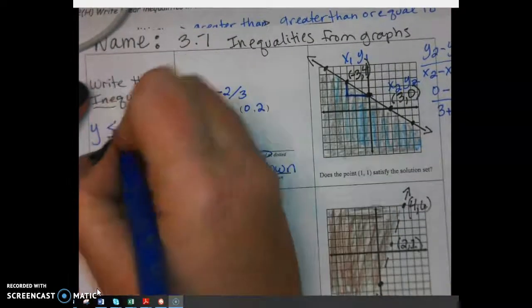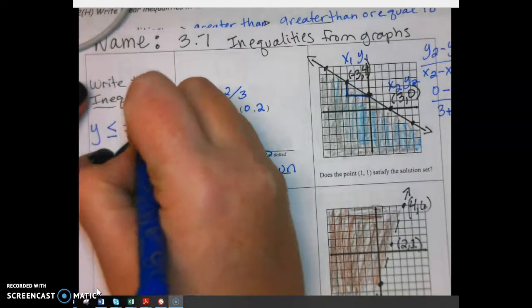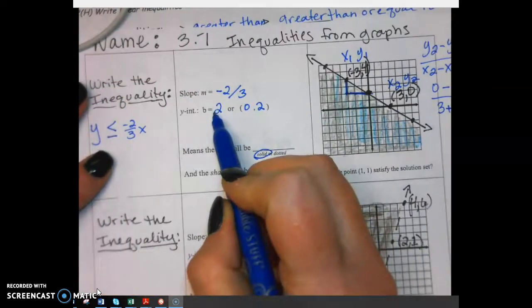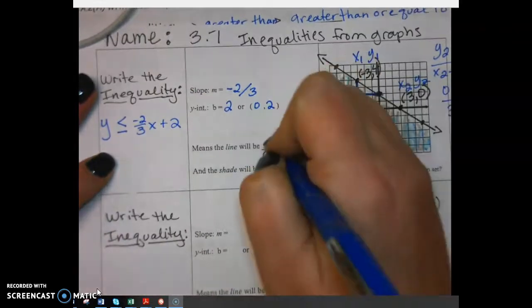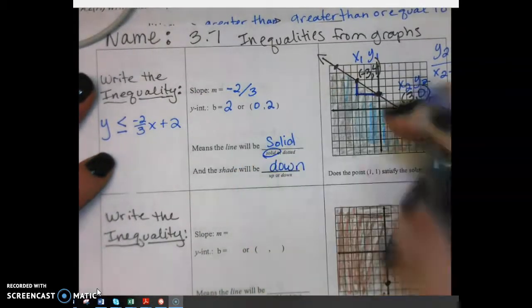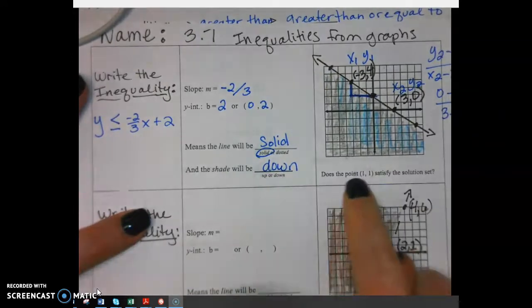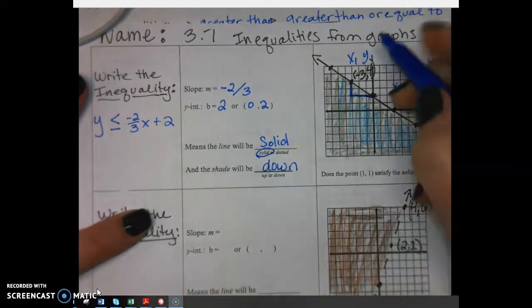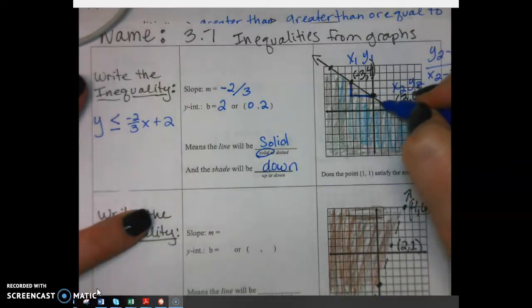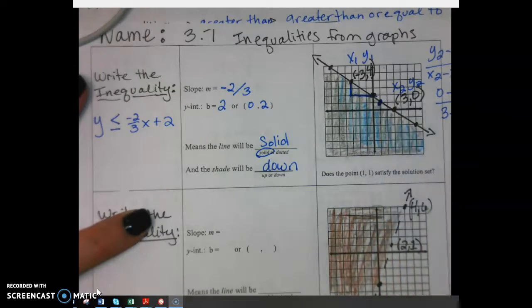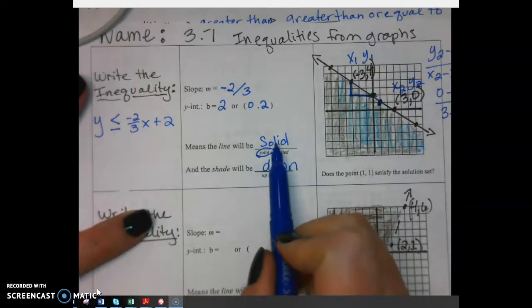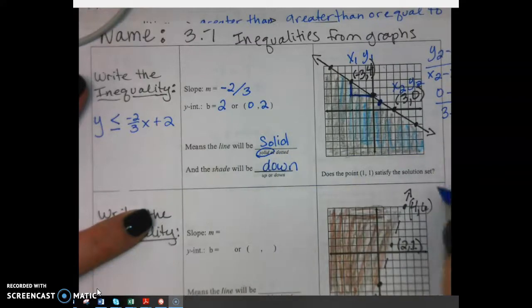Okay, so now we got to write it down. We need our negative 2/3 x, and then our y-intercept was positive 2. That's it. Oh, I should write solid. Make it all even. Oh, don't forget this. Does the point 1, 1 satisfy the solution set? Let's see. 1, 1. Okay, so that is right here. It's on the line. So does that satisfy? Well, my line is solid, so that point is included. So yes. Finally, a yes.